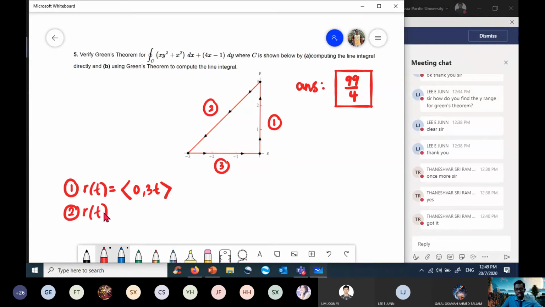So I'm just writing for the first part, part A, because you have to do it separately. For each of the lines, you have to find your r(t), you have to find your r'(t), because you need it to substitute back into this integral.